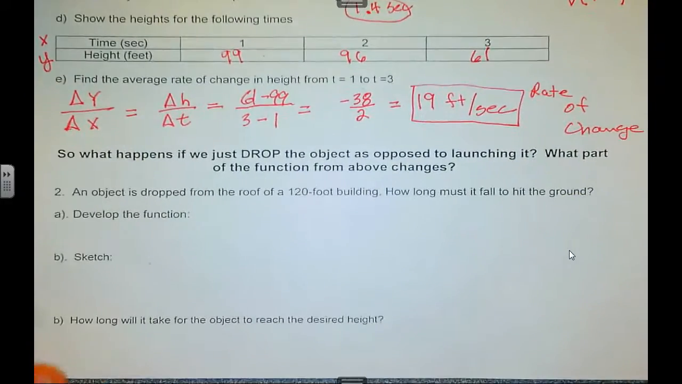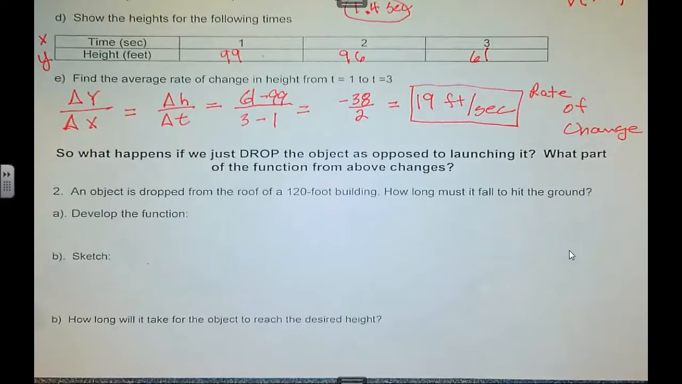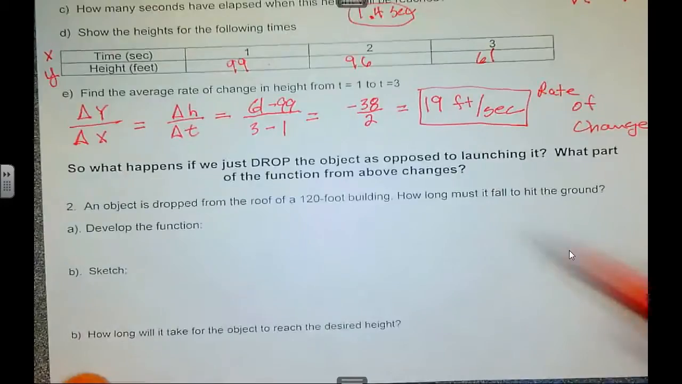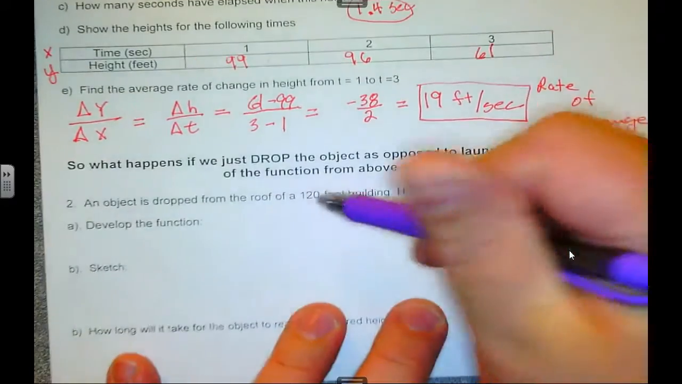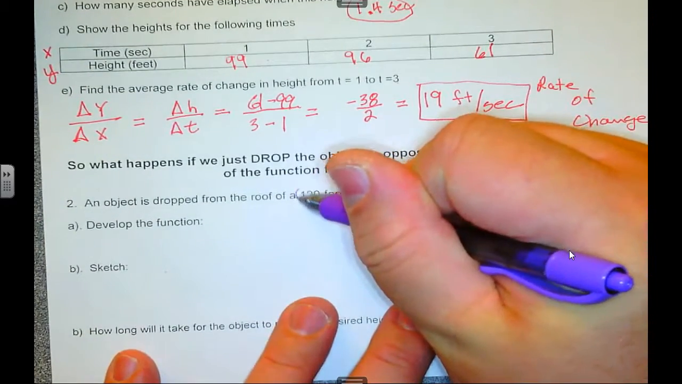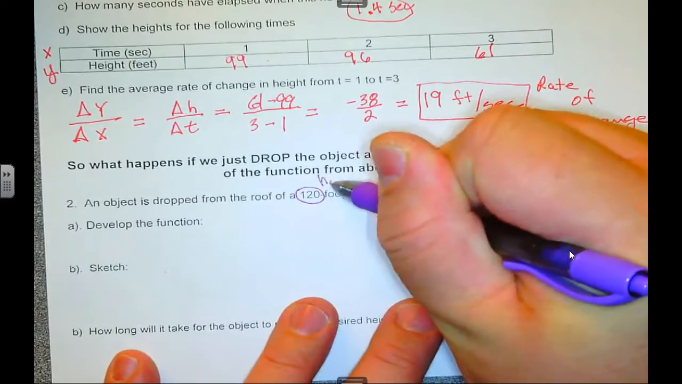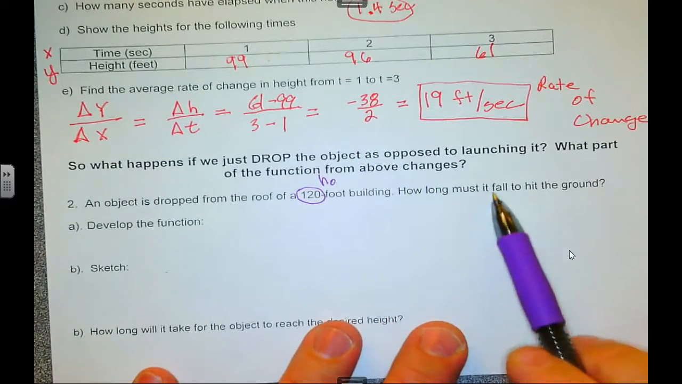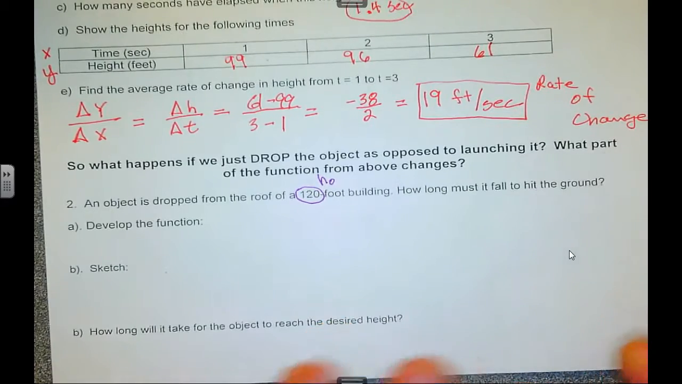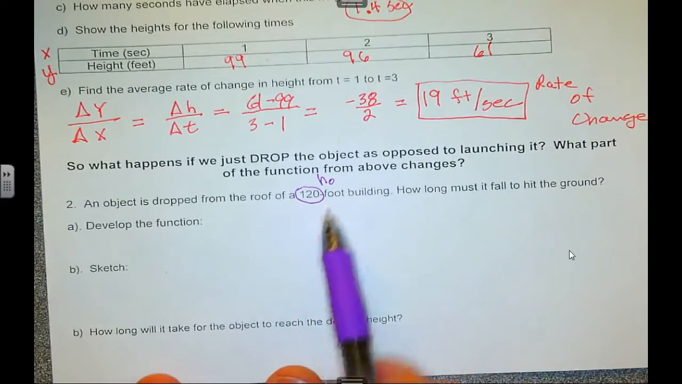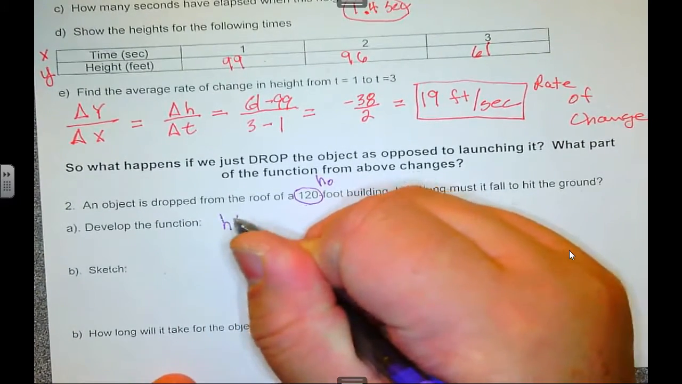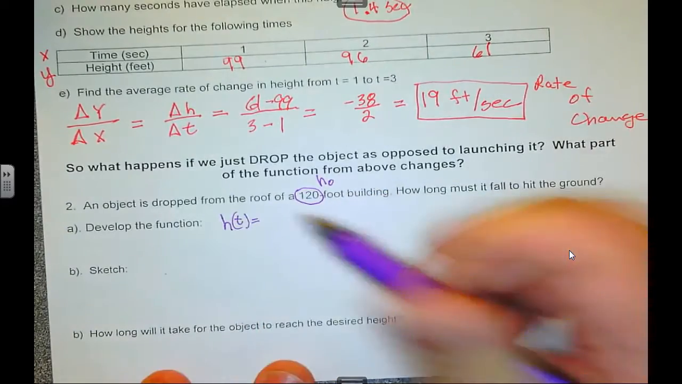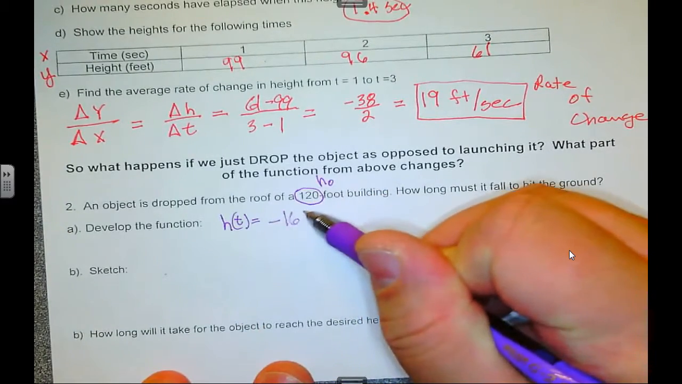It says an object is dropped from the roof of a 120-foot building. So, what does the 120 foot represent? The initial height, right? The initial height. So this is my h sub 0. Okay. How long must it fall to hit the ground? Okay, so we have to develop a function. We're using feet, so it's going to be negative 16t squared.